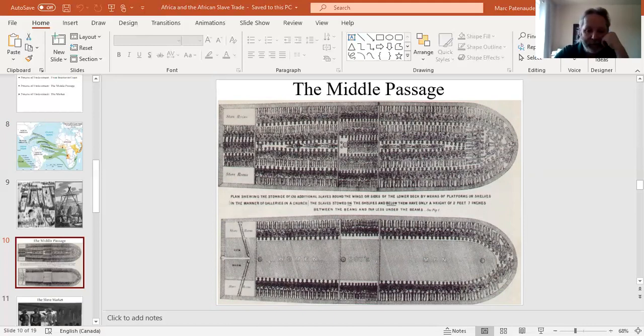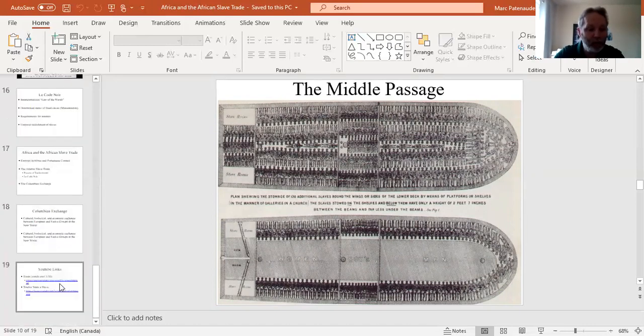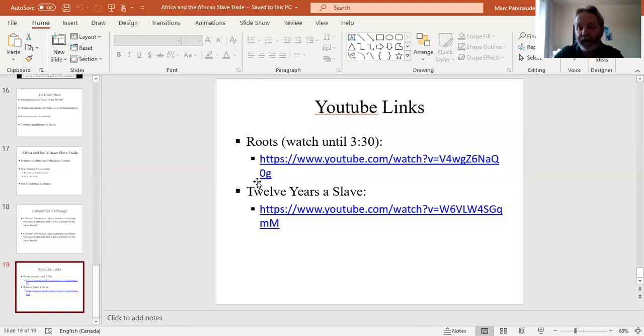To give you an example, at the end of the PowerPoint, I have 2 links. The first is for Roots. The second is for 12 Years a Slave. For the Middle Passage, I normally show this in class. Watch the YouTube video of Roots. Just watch to about 3.5 minutes to get a sense of what these slaves might have been experiencing in the Middle Passage. For the slave market itself, I have a YouTube clip from 12 Years a Slave, one of the best movies regarding American slavery I've seen. If you have a chance, read the book. It's actually quite readable.